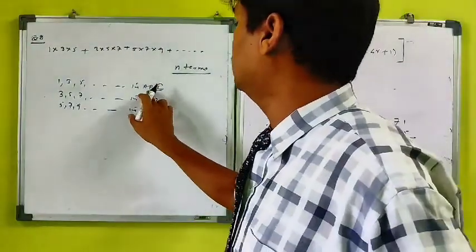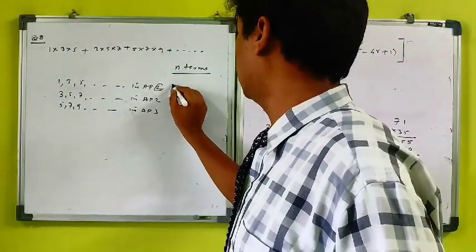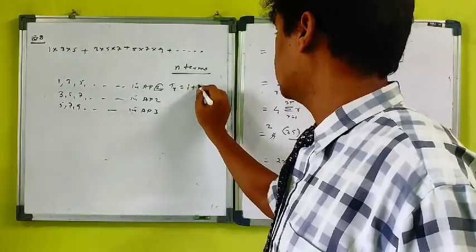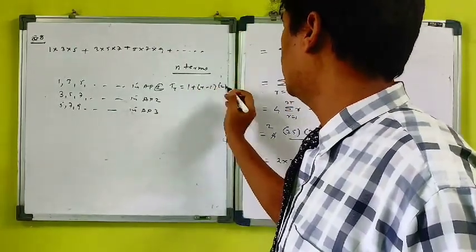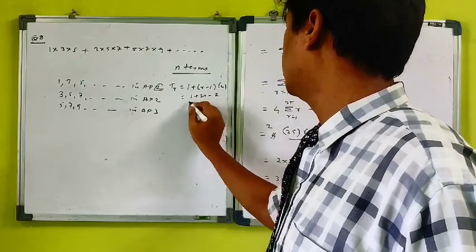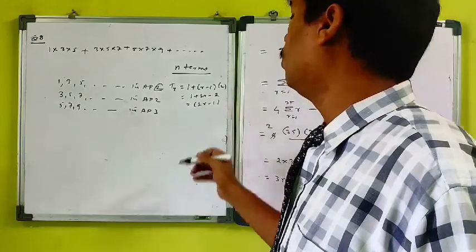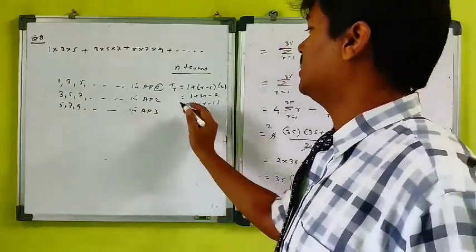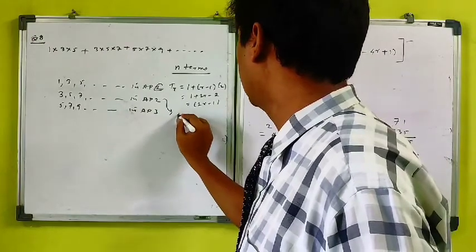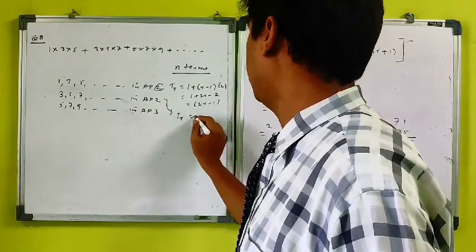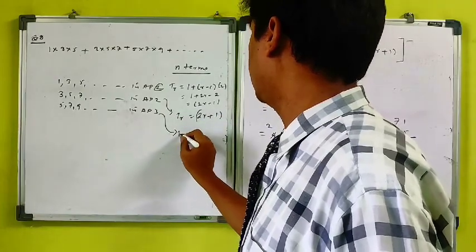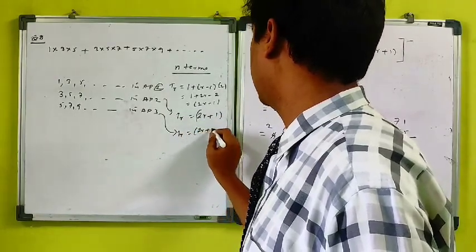So the first term in this is the 1st term. The rth term will be Tr equal to what? a plus r minus 1 times d. So this is 2, so it's 1 plus 2r minus 2, which is 2r minus 1. For the next AP, only the 2 is different, so you have to add 2 in this. Tr for the second AP is 2r plus 1. And for the third AP, Tr will be 2r plus 3.